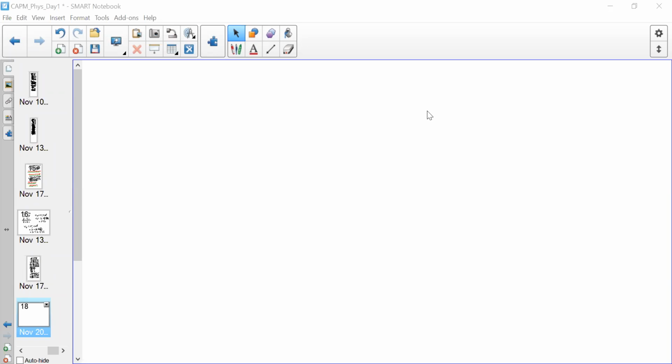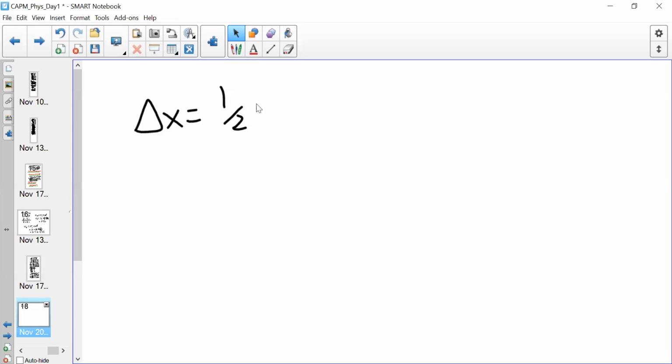Okay, so we have the skateboarder problem. First of all, let's remind ourselves of the kinematics equations in the horizontal and vertical directions, X and Y directions, because we're going to be applying those in lessons 2 and 3 here. So you should have these already written down somewhere.